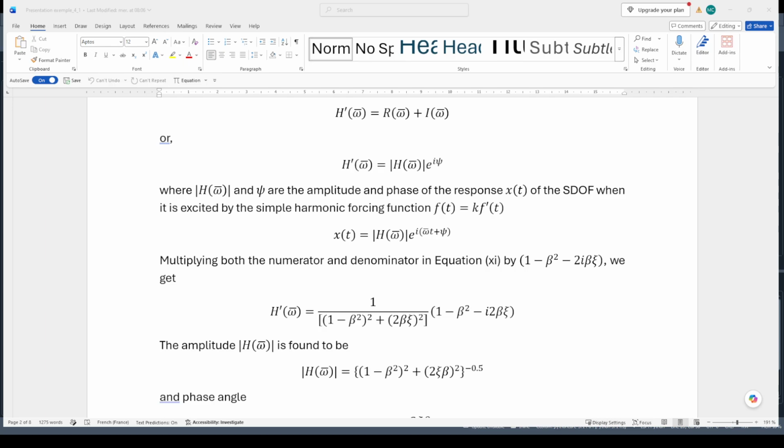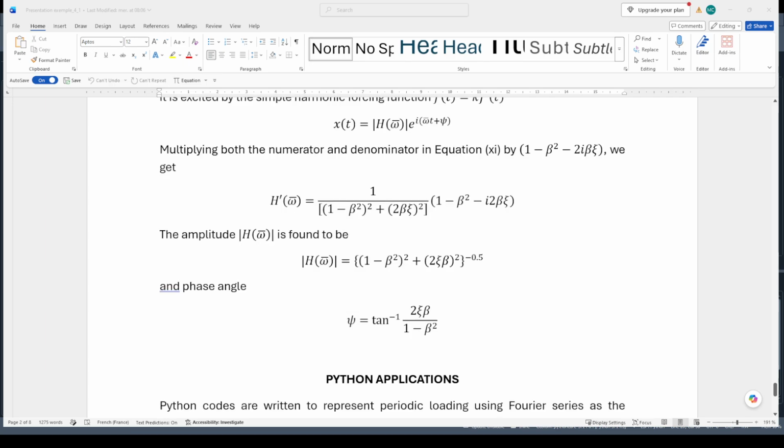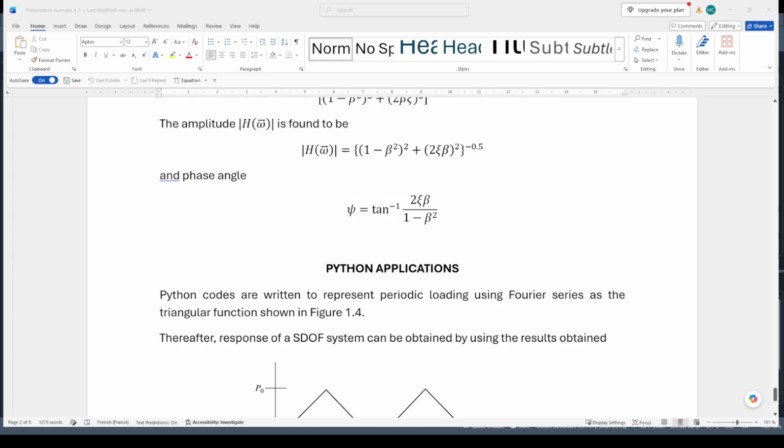So x(t) is written in this way, multiplying both the numerator and denominator of 9 by 1 minus beta squared minus 2 i beta xi, we can get it in this way. The amplitude H omega is found to be in this form, and the phase angle is given by this equation also. Okay, this is the theory.